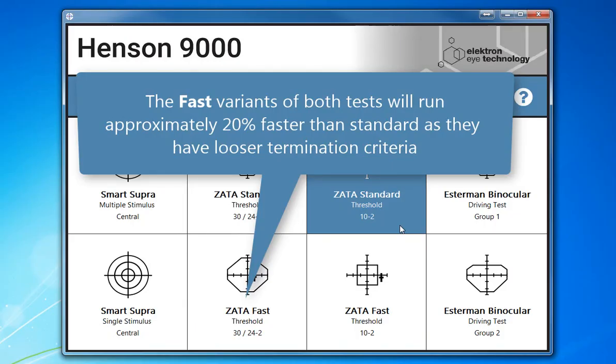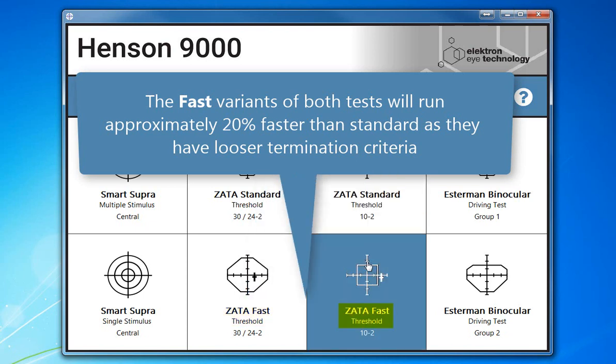The fast variants of both tests will run approximately 20% faster than standard, as they have looser termination criteria.